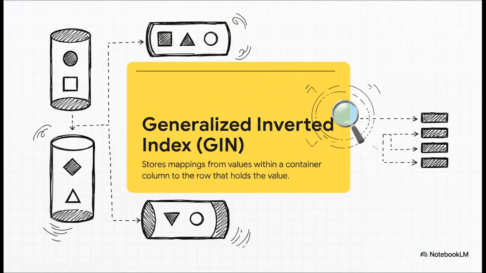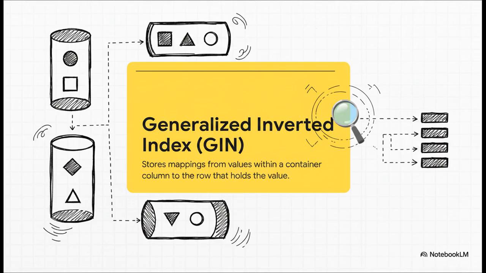Okay, here's the official definition. A GIN index is built specifically for these container columns, columns that hold other data inside them, like JSON. It creates these crucial maps from the values inside the container directly back to the row they belong to.